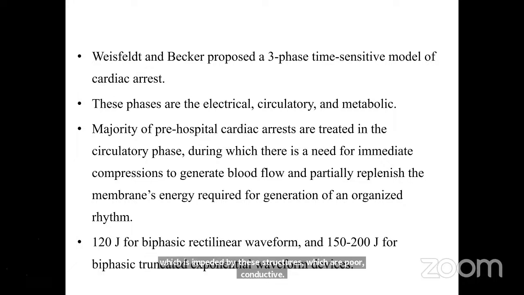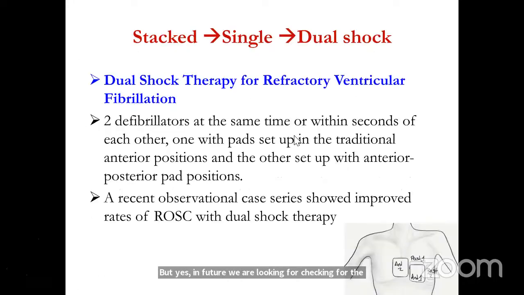If you see the Indian demography as compared to the Western population, the Indian population still does not have a very high BMI as of now. Hence, the impedance will be a little lesser as compared to the Western population, which has been reported in earlier studies. Probably this is an additional reason not to use high energy in these patients, because of lesser BMI, so the impedance is less. But yes, in future, we are looking at checking the impedance also, which is already there in certain equipments now, and that will also be taken care of.